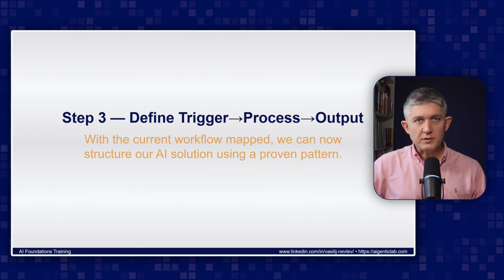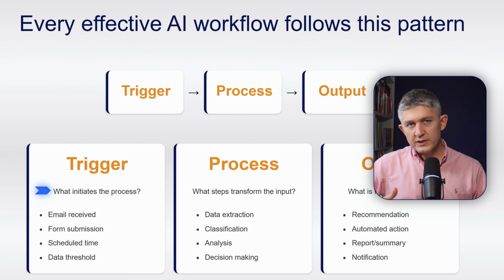Let's define the trigger, process, and output. Within the workflow mapped, we structure the AI solution. Everything fits within trigger, process, and output. Trigger is what starts the flow. Would that be email received, form submitted, scheduled time, or data threshold? Process is the transformation.